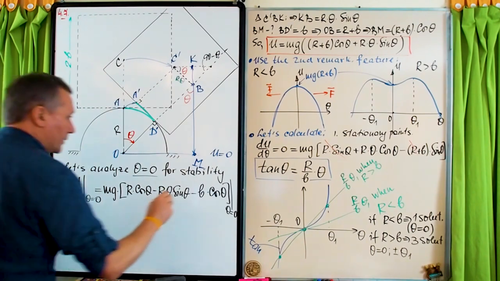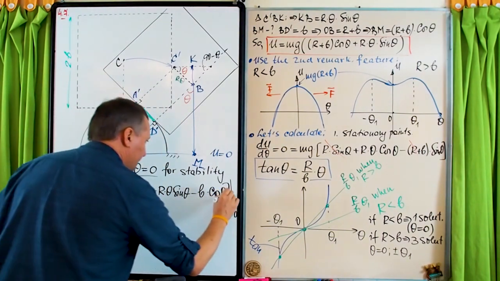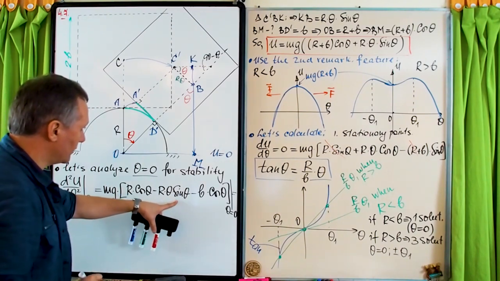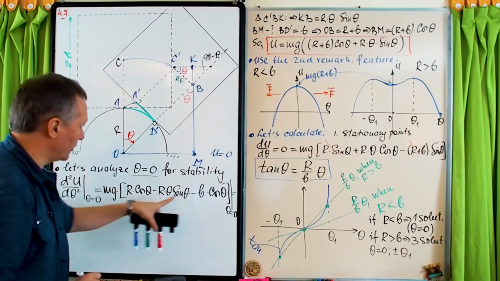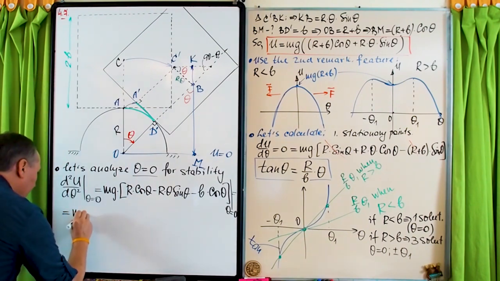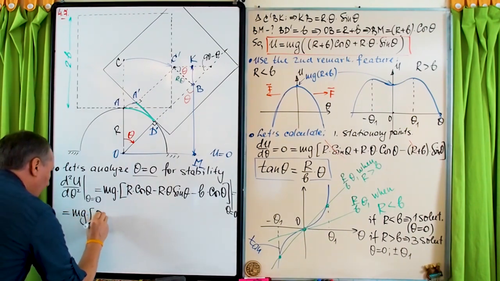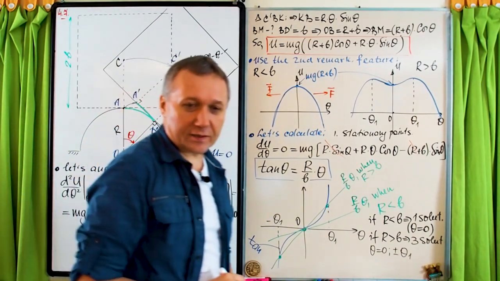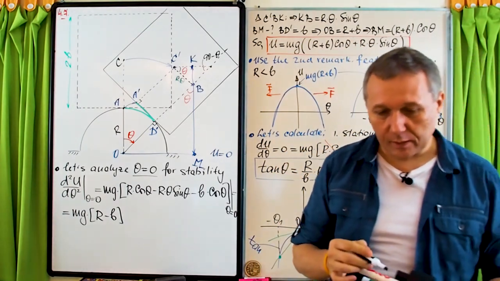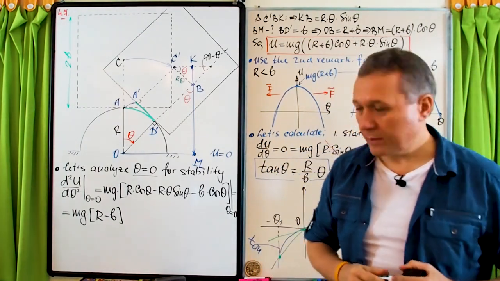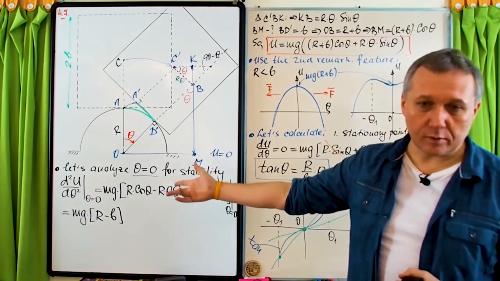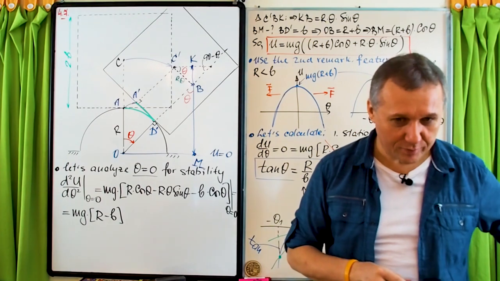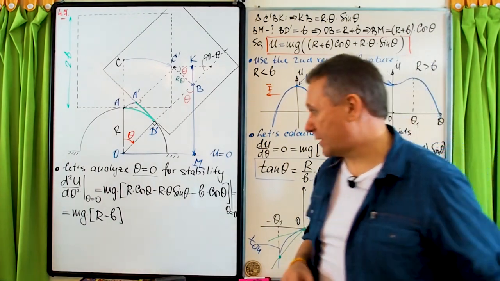Okay, so of course, I can continue over here. It is equal to, this is zero, and this will be one and one. So it will be r minus b. So it will be mg times r minus b. Okay, so that's the value of the second derivative evaluated at theta equals zero. And now, you remember, for a stable point, the second derivative must be positive. For unstable, the second derivative must be negative, right?